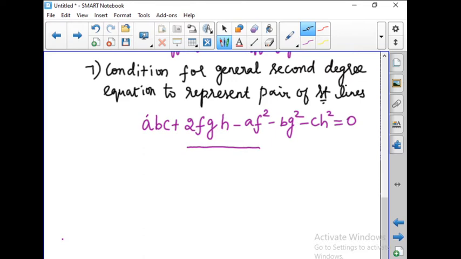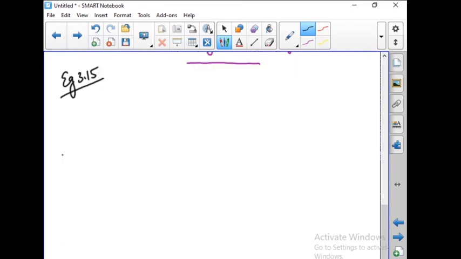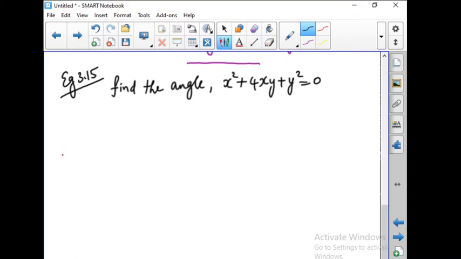So example 3.15. Example 3.15, find the angle between the straight lines. Find the angle between the straight lines x square plus 4xy plus y square is equal to 0. Okay, so first we have to write what is a, what is b and what is h in this.